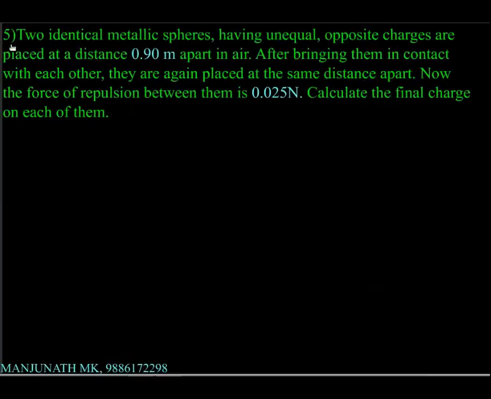Now let us discuss problem number 5. Two identical metallic spheres having unequal opposite charges are placed at a distance 0.9 meter apart in air. After bringing them in contact with each other, they are again placed at the same distance apart. Now the force of repulsion between them is 0.025 Newton. Calculate the final charge on each of them.